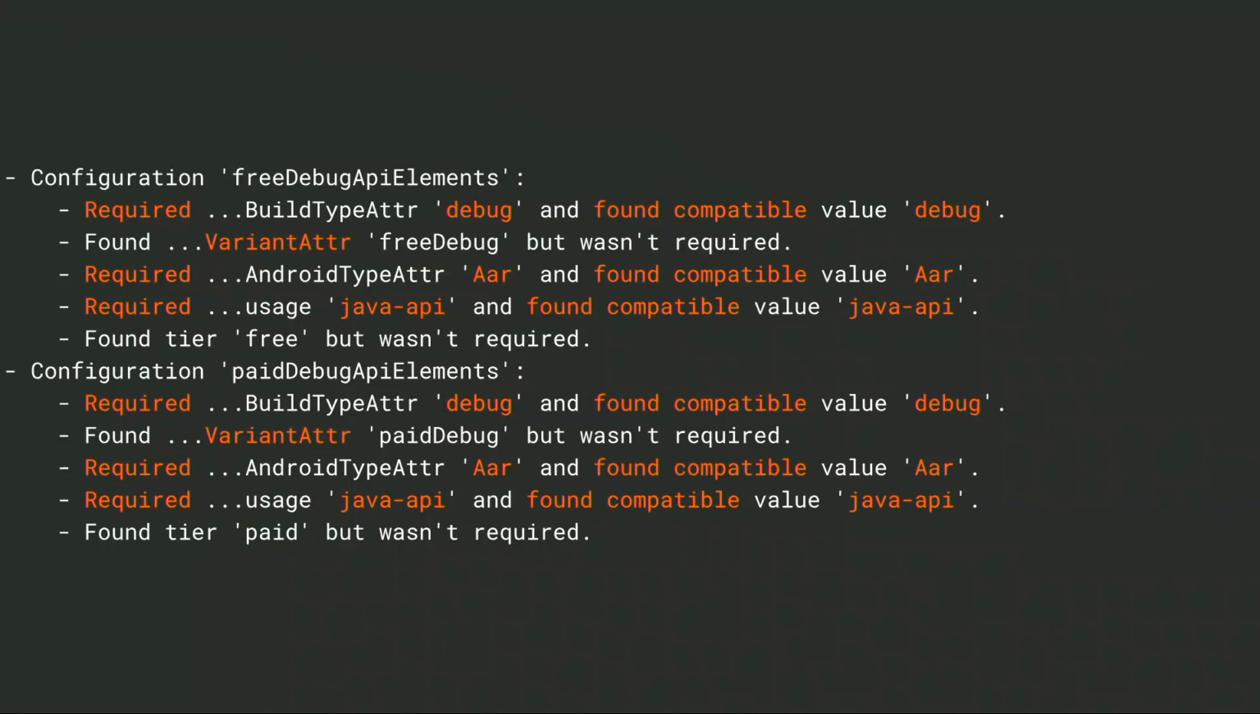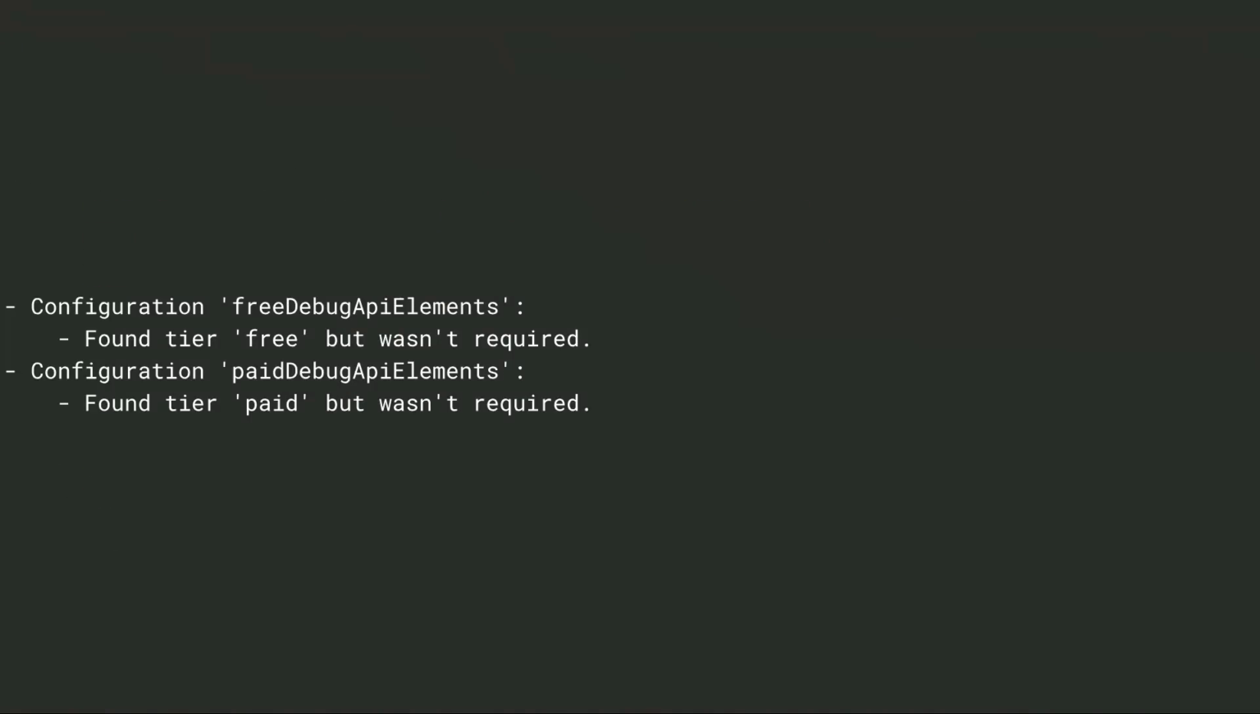And if you look at it, there's going to be a lot of attributes that are compatible, so you can just ignore them. And then you're down to those 2 here, and it says it found an attribute on the producing side, on the library, but it was not required by the consumer. And so here, basically what's happening is that your library has defined a flavor dimension that is not used, or not defined in the app or the consuming module, and therefore it doesn't know how to choose this one.